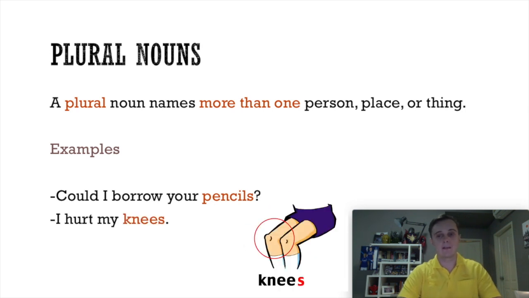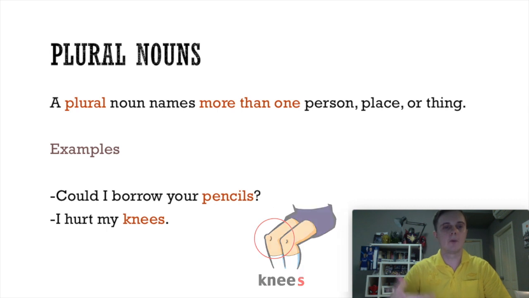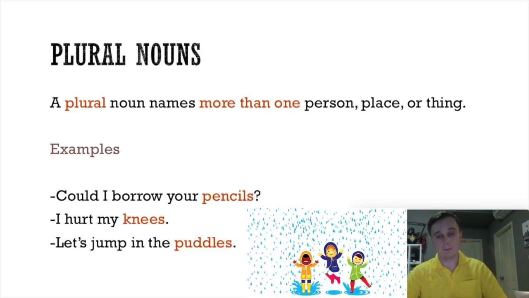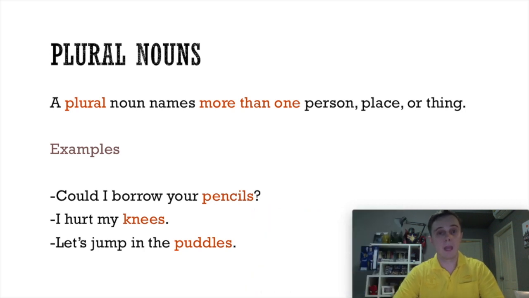I hurt my knees. So I fell over and I hurt both of my knees. You can understand from that that I didn't hurt 3 knees because I've only got 2 anyway. So I hurt my knees means I hurt both of them. And if I say let's jump in the puddles, there must be a few puddles on the ground and I want to jump in all of them. So when we use plural nouns, we know that we're talking about more than one person, place, or thing. But when we make plural nouns, we need to remember some rules, which we are going to look at today.